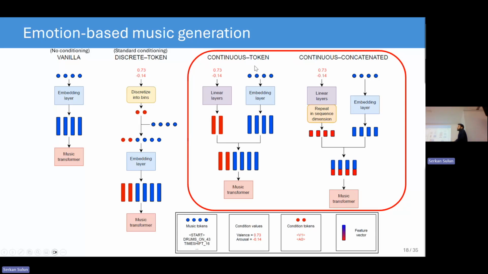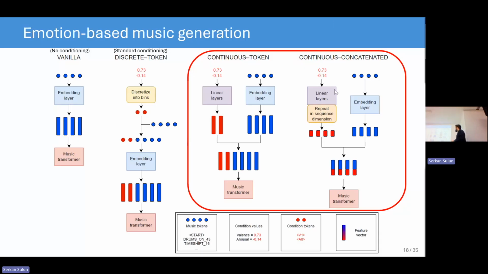But then we say, okay, these are continuous values, so why discretize them? We just lose information. So we can encode them using linear layers in their continuous form, and we can concatenate them in the sequence dimension or feature dimension. We can repeat them in the sequence dimension, because we can make the claim that these are more global features.